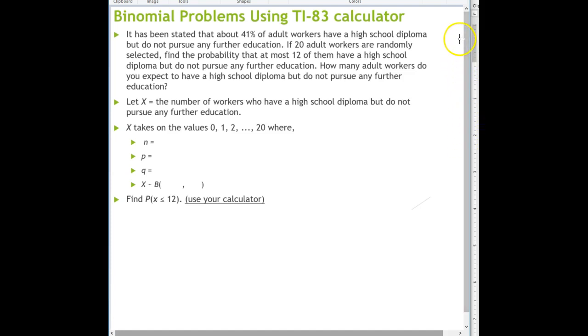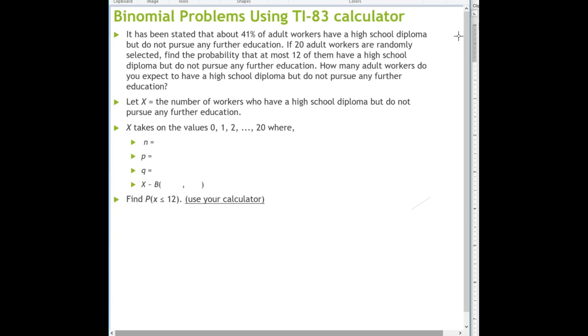Here's a problem where we will be using our TI-83 calculators. It's been stated that about 41% of adult workers have a high school diploma but don't pursue further education. If 20 adult workers are randomly selected, find the probability that at most 12 of them have a high school diploma but do not pursue any further education. How many adult workers do you expect to have a high school diploma but not pursue any further education?